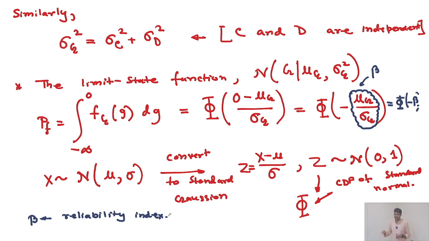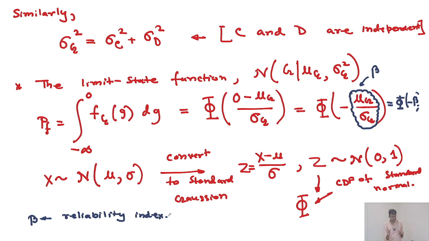And this beta is very important in a practical scenario. Often you will hear that this building is designed for a reliability index of 3. They will not say probability of failure, they will say beta. But again, this beta has its own limitations. For example, in this case, I have arrived at this beta based on the Gaussian assumption, which might not hold, but among practitioners, this is a very common terminology.